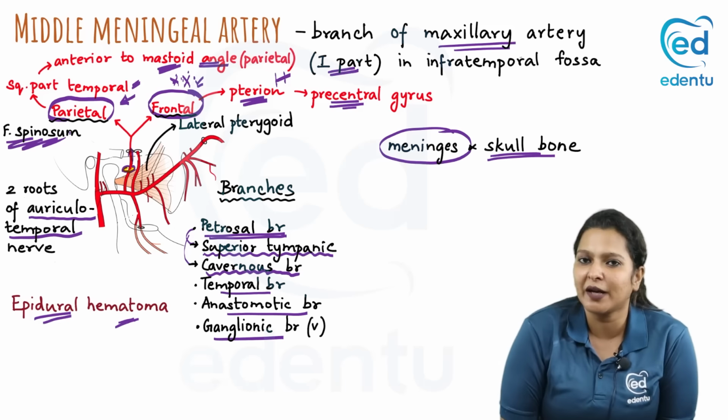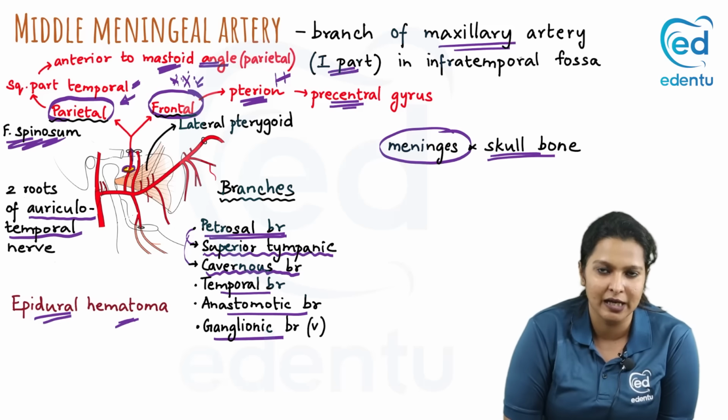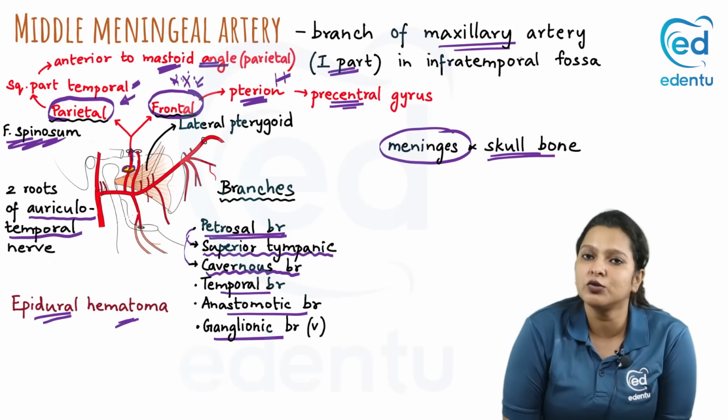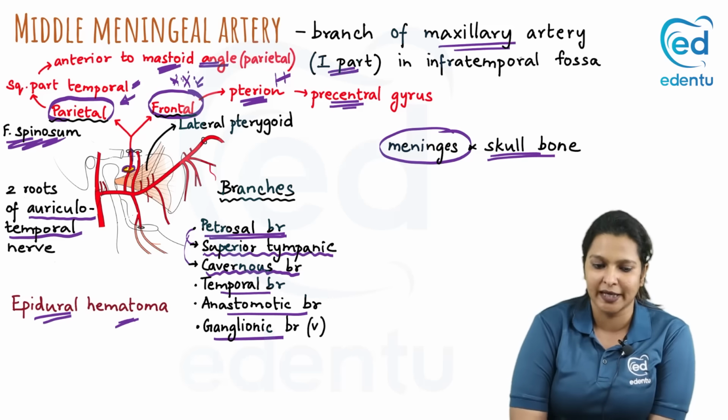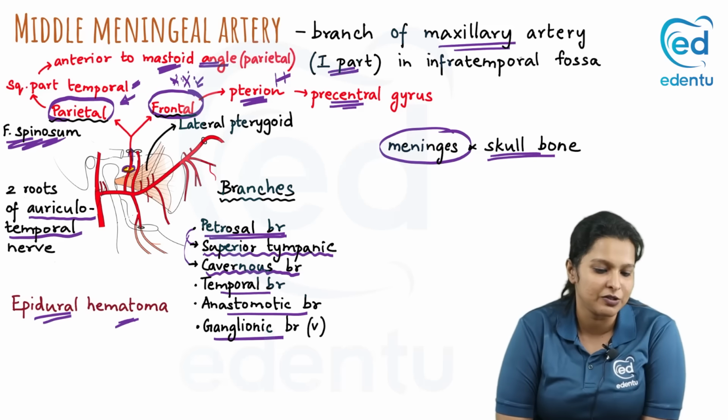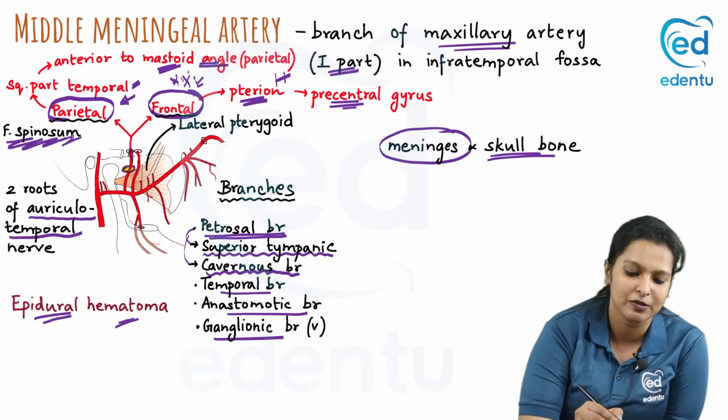This foramen spinosum is present in the middle cranial fossa and there are two structures passing through this foramen. The first one is the middle meningeal artery, the second one is the nervus spinosus. These two structures pass together in the foramen spinosum.